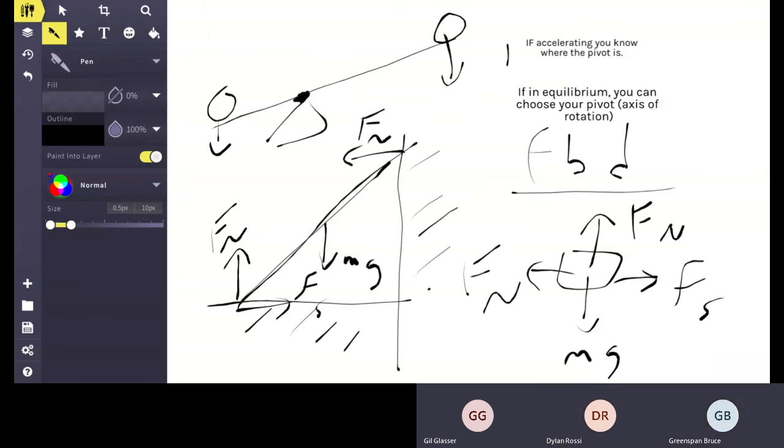Yeah. So with the FBD, you could do all your net F equals MA and be fine, but you don't know any of the lever arms. You can't do torques. All right? Right?